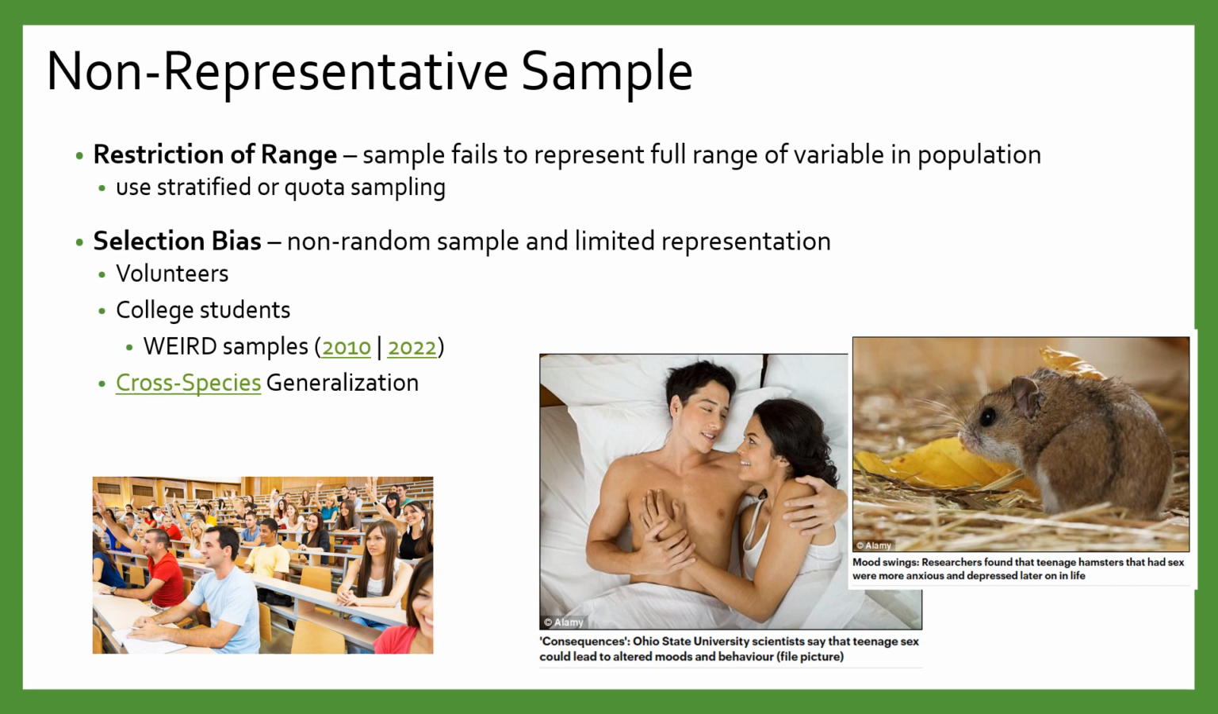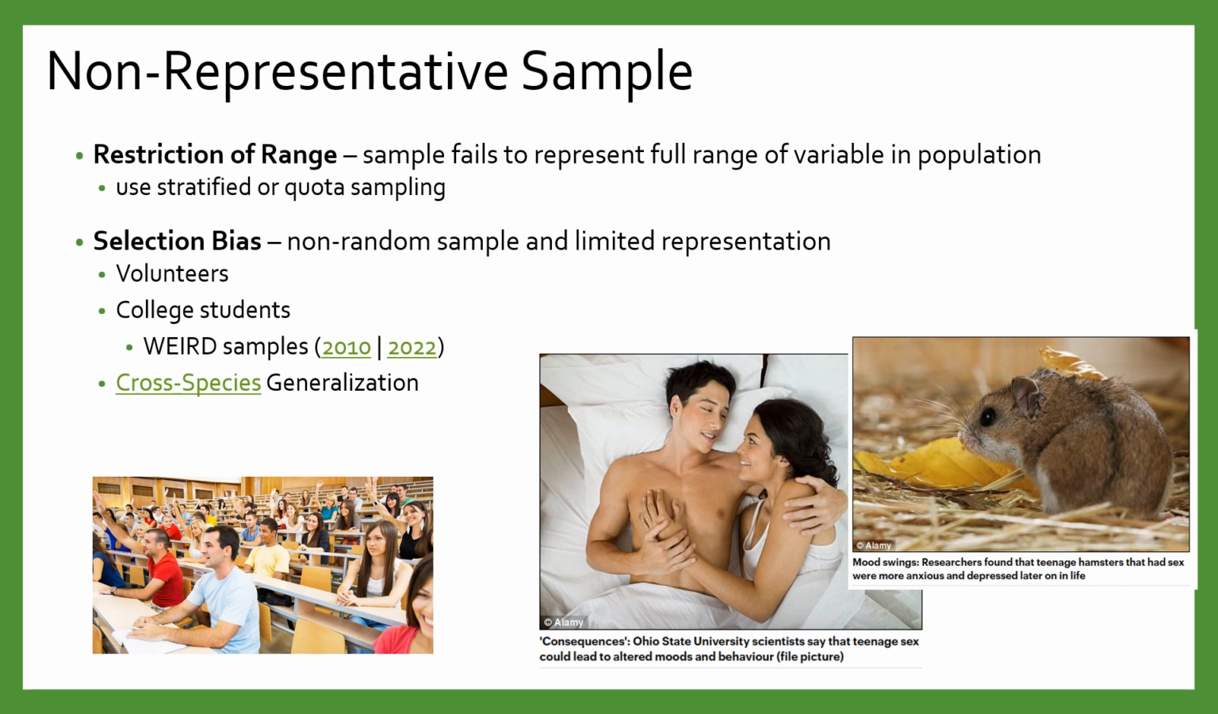For example, there was research published that suggested, and if you look at the news article, it says, teenage sex leads to bad moods later in life. If you click that cross-species generalization link, it'll take you to that article. They suggested that if teenagers have sex too early in life, they're going to be more depressed and anxious. But they studied this because you can't randomly assign teenagers to a sex condition or a no sex condition. They studied this with hamsters.